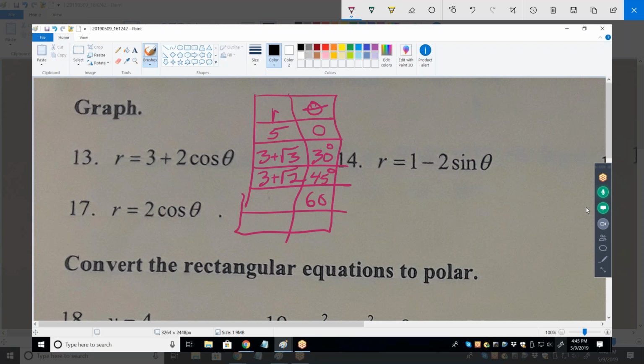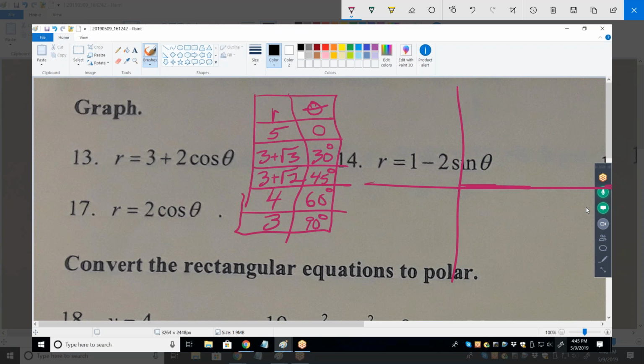60 degrees. What is r? 4. And finally, 90 degrees. What is r? 3. So let's make sure you know how to graph those.